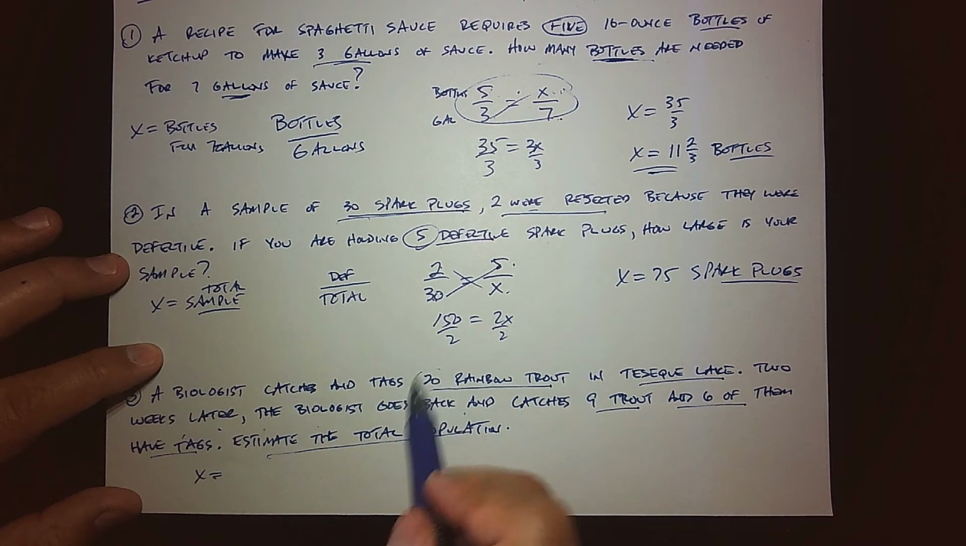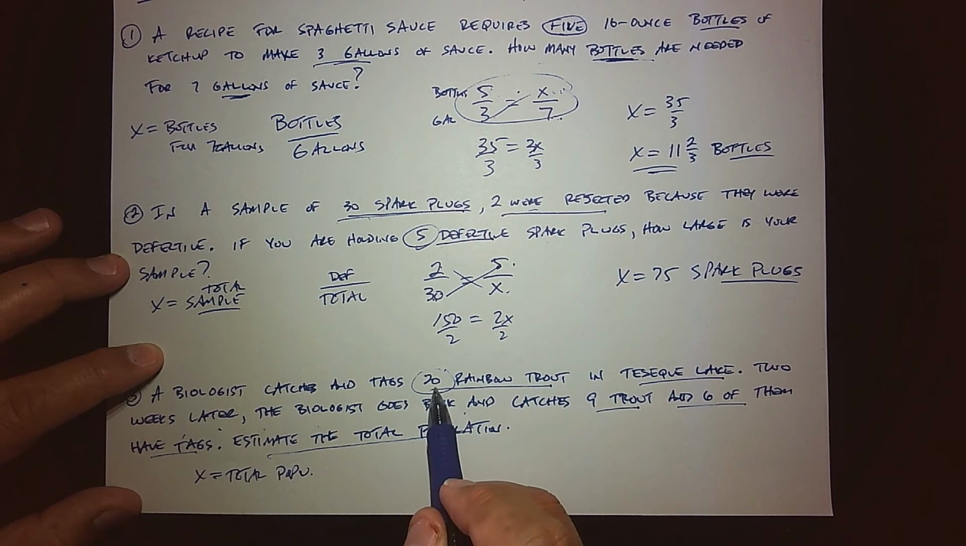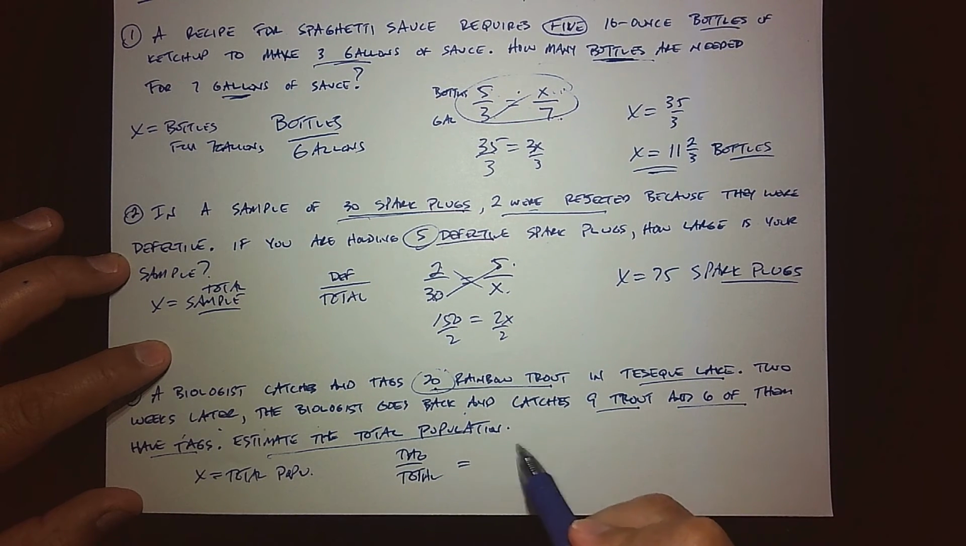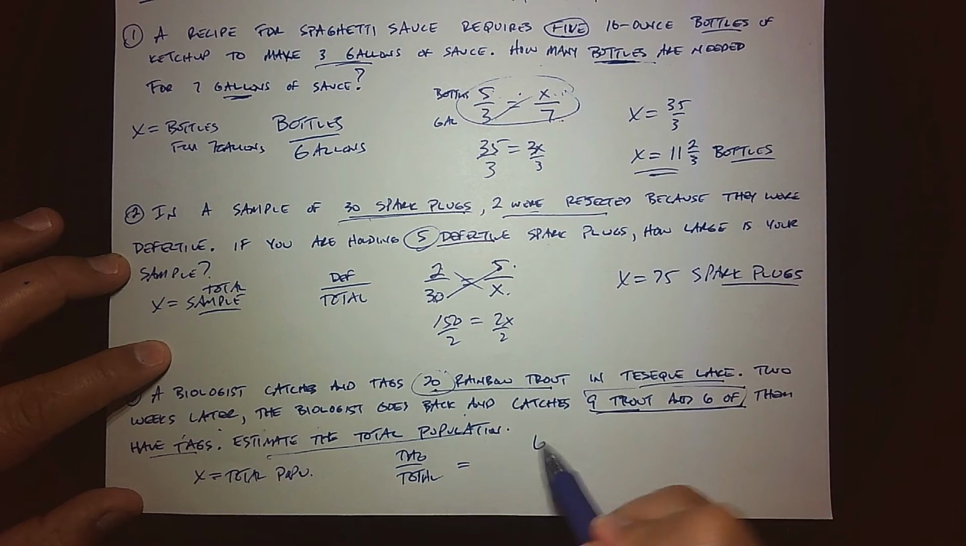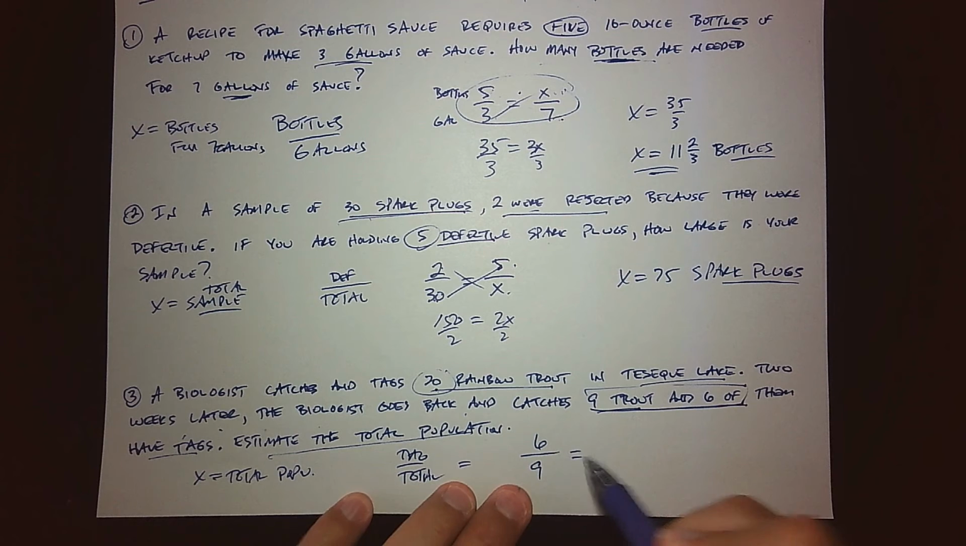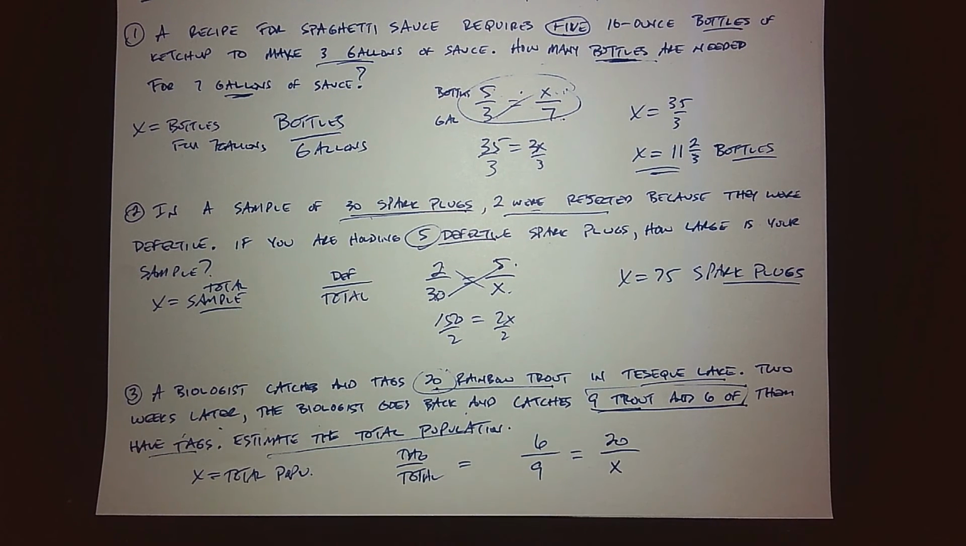So again, there's a lot of assumptions here. We're assuming right now in the lake, in the total population, there are 20 tags out there. And so maybe I put tagged fish over total. So we know from this catch that there were 6 tagged fish out of 9 total fish. So out in the lake, there are 20 tagged fish for an X amount of total fish. And so there's basically our estimation setup.